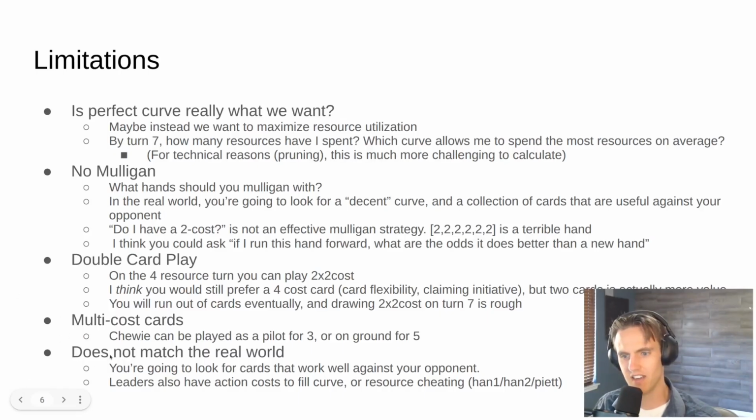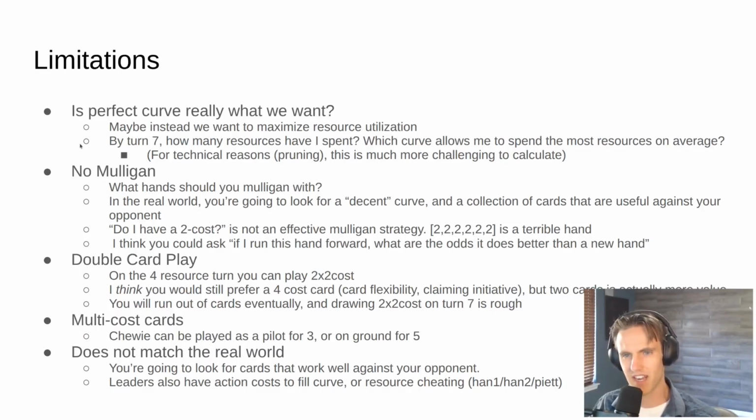Like I said, in the real world, leaders have actions that they can do, like Kira: pay 1, do 2 damage, do a shield. That one is a great curve filler if you need it; sometimes you're using it, sometimes you're not. I play a lot of Han 1, which you can use for resource cheating. I might skip a resource, or maybe I don't draw a 2 and that's fine, I just resource cheat up to 3. Obviously this doesn't help with that. And again, you're going to be looking for cards that work well against your opponent. This is just a baseline.